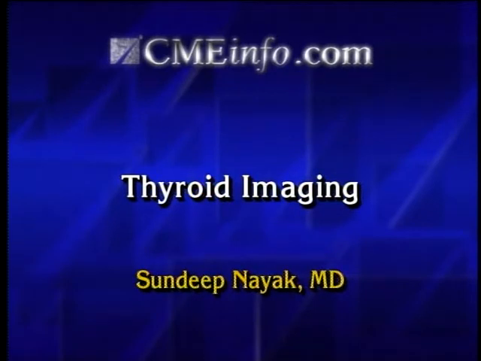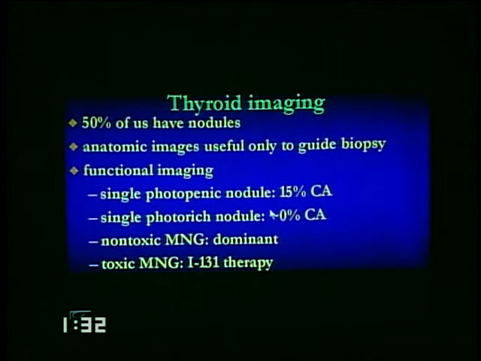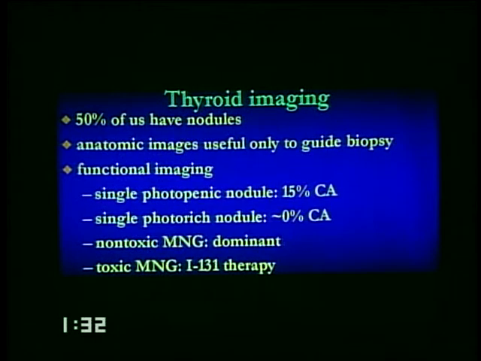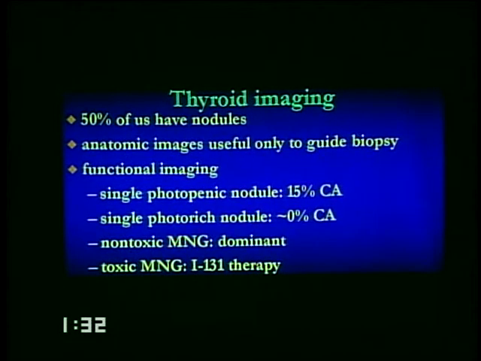Thyroid space imaging, why? Because it's completely useless. Almost 50% of us in this room have a thyroid nodule. So if I were to go around palpating all of you, which I wouldn't, but had I done so, half of us would have thyroid nodules. And again, very few of us actually have thyroid cancer. So anatomic images, that means sonography, is typically useful only to guide biopsies. You cannot determine, in most cases beforehand, whether or not somebody has thyroid cancer. Functional imaging, nuclear medicine, that is the way to go when it comes to thyroid imaging.